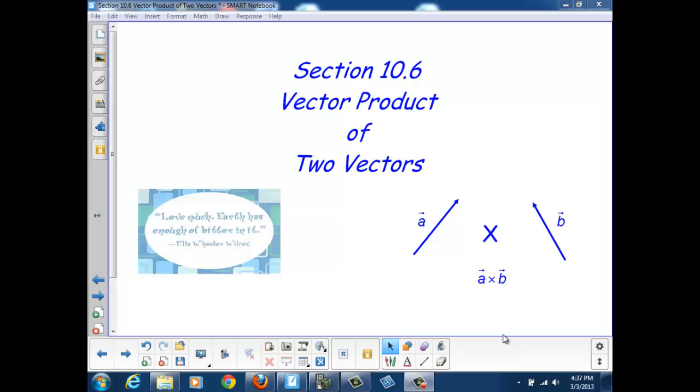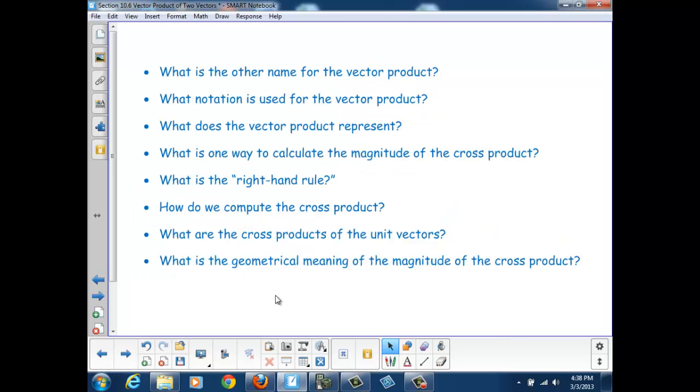Welcome to section 10.6, the vector product of two vectors. In a previous section, we looked at one way to multiply two vectors, where our answer was a single value, a scalar quantity. In this section, we're going to look at another way to multiply two vectors, where our answer is another vector. At the end of this section, we should be able to answer these questions.